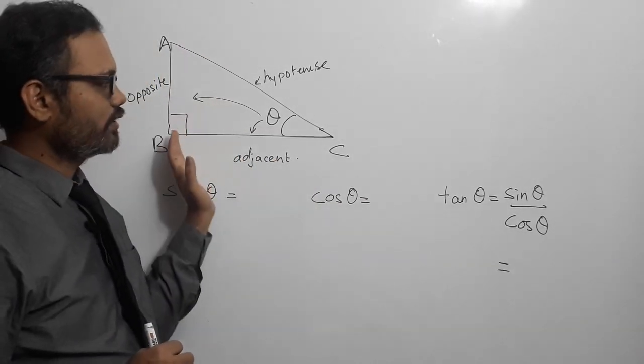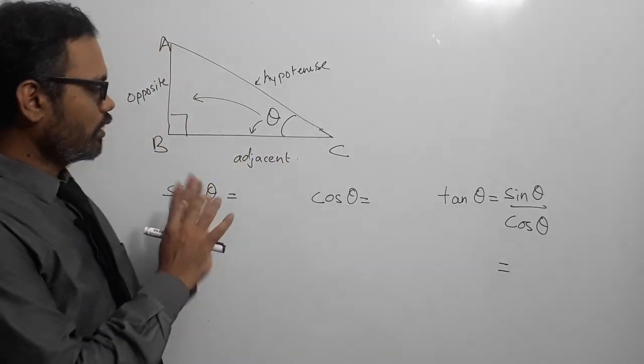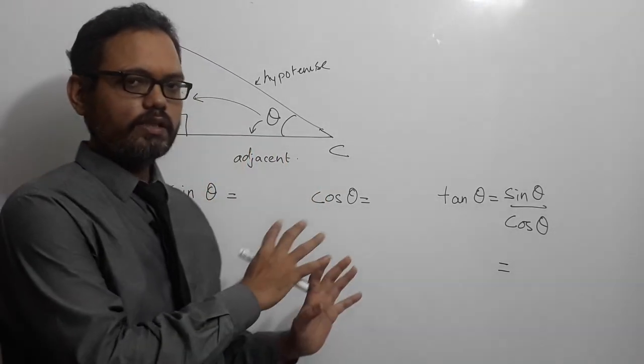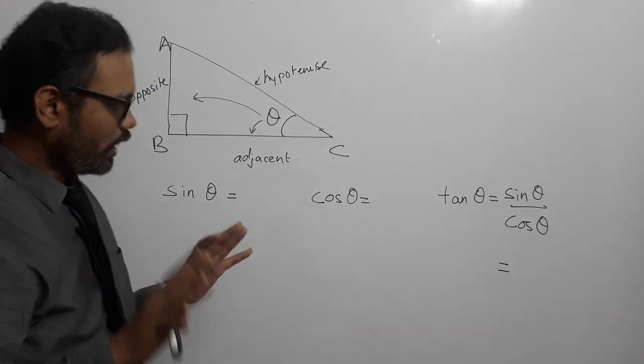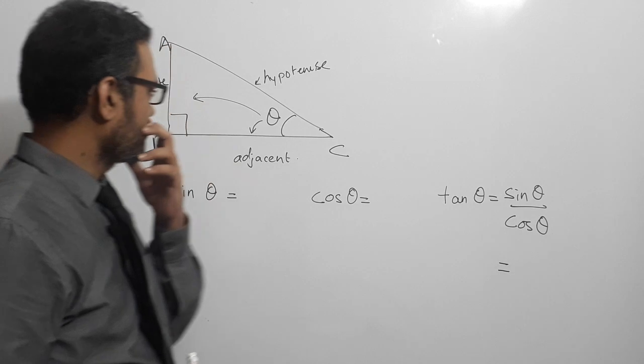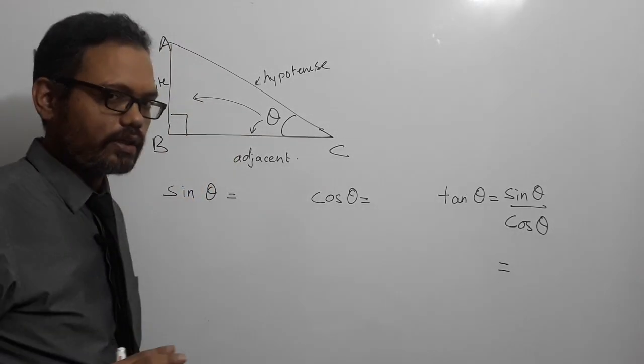So we have a right angle triangle ABC, as I told you. Now new characters have come: sine, cos, tan. Now what is that? Need not worry, I'll explain everything to you. First, let us focus on this. This is our right angle triangle.